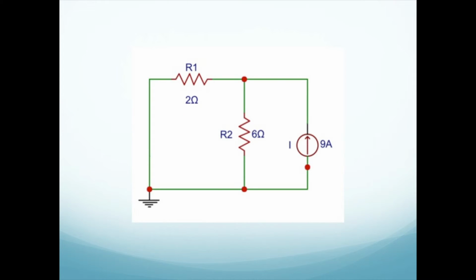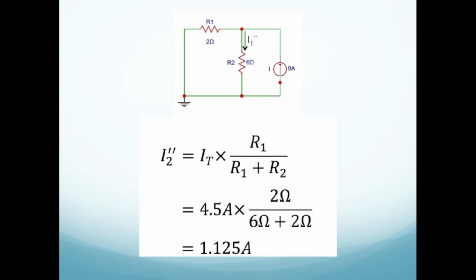Now the current source can be put back in and the voltage source be replaced with a short circuit. This will now allow us to calculate the current across R2 again. Now we can solve for the current across R2 again using the current divider rule. This states that the current across a resistor in parallel, I2'', is equal to the total current passing through the circuit, IT, times the opposite resistor, R1, over the sum of both resistors R1 plus R2.